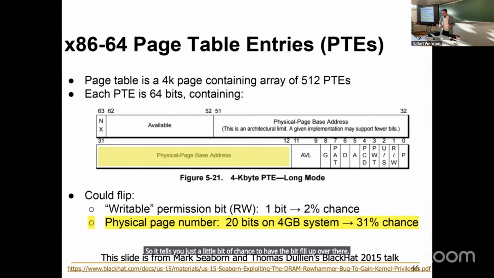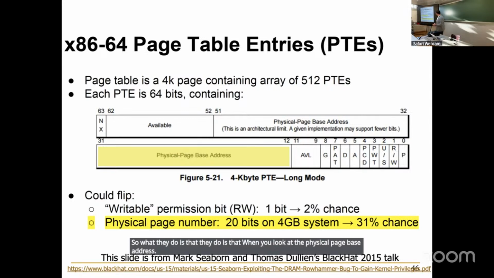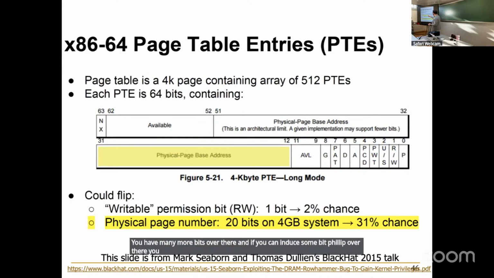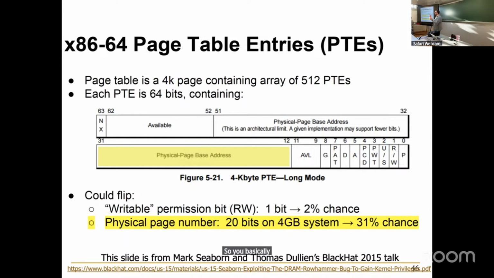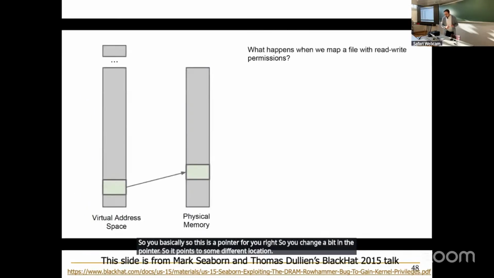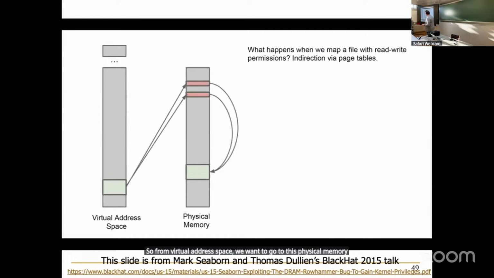So what they do is that when you look at the physical page base address, you have many more bits over there. And if you can induce some bit flip over there, you can change which page this page table entry points to. So this is a pointer for you, right? You change a bit in the pointer, so it points to some different location. So from virtual address space, we want to go to this physical memory page frame, right?